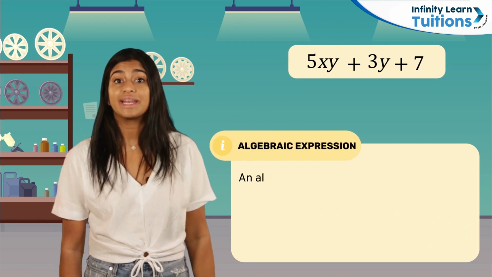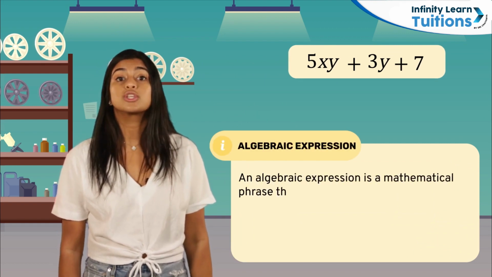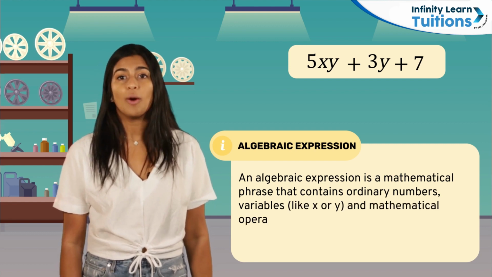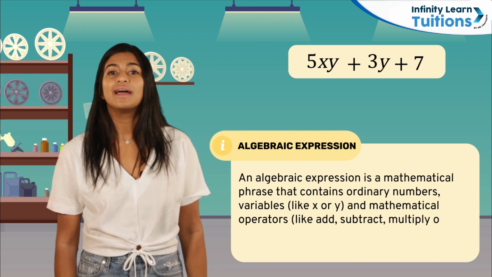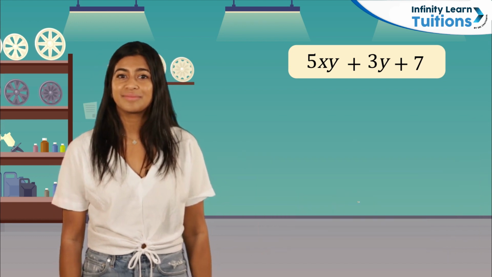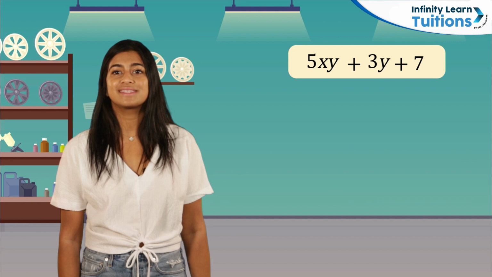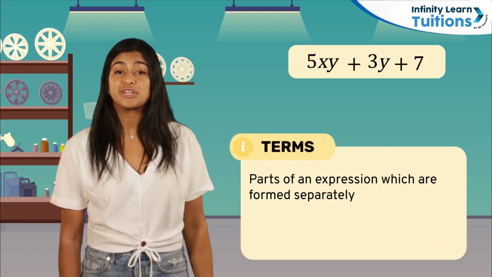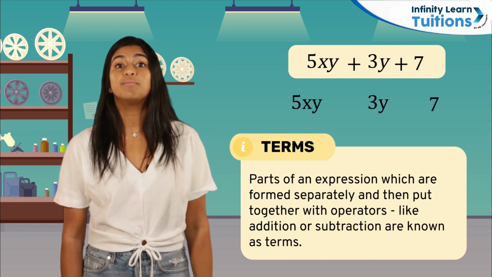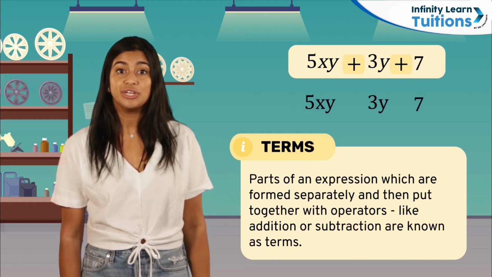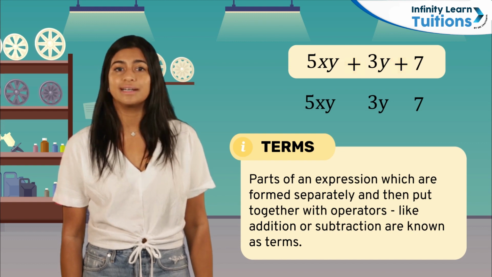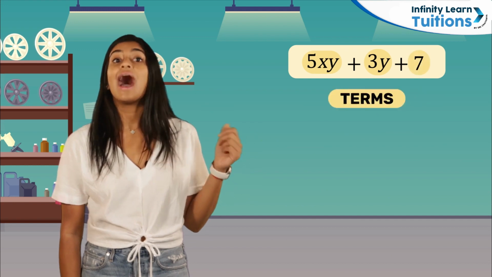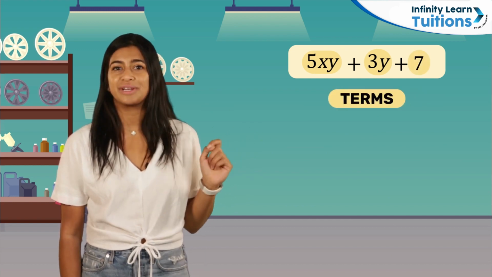An algebraic expression is a mathematical phrase that contains ordinary numbers, variables like x or y, and mathematical operators like add, subtract, multiply, or divide. This expression consists of three parts: 5xy, 3y, and 7. Parts of an expression which are formed separately and then put together with operators like addition or subtraction are known as terms. So, 5xy, 3y, and 7 are the terms of this expression.